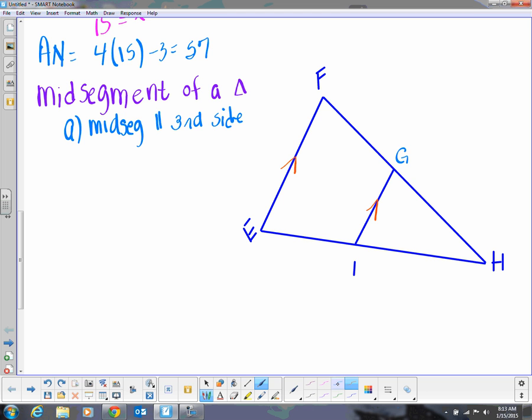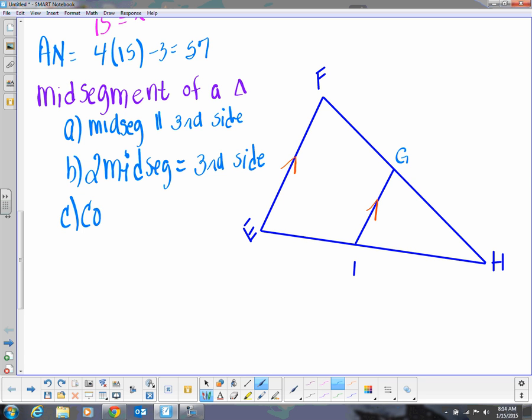Lucas, what was the second thing? So if GI is half of EF, could I say 2 mid-segments equal EF? That way we don't get into fractions. Okay, that's another real biggie. And what else do we know? What is a mid-segment? It divides these two sides how? Right. In other words, it connects the what?